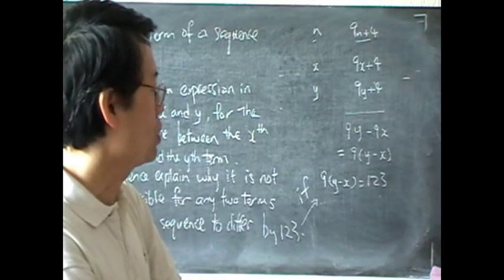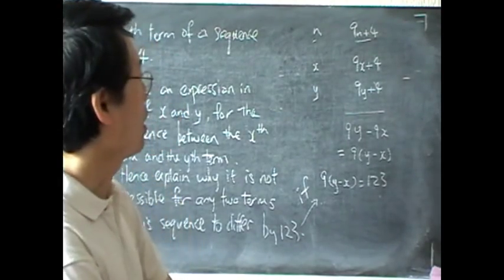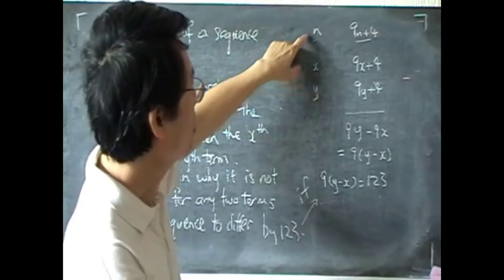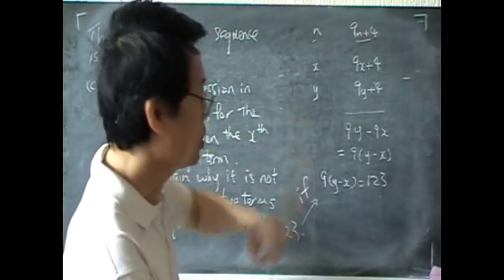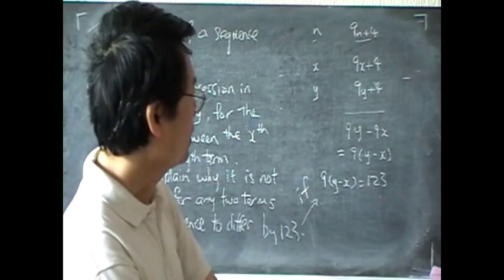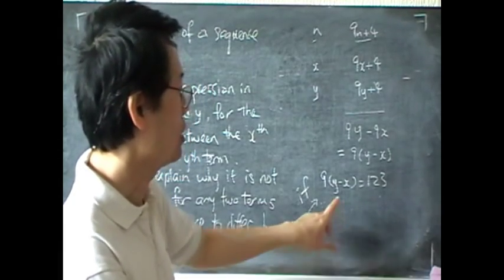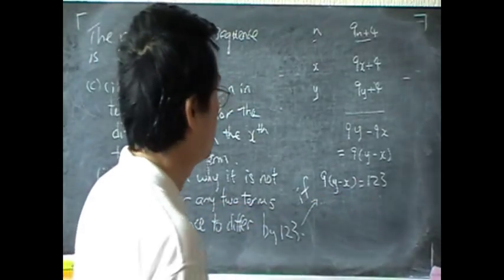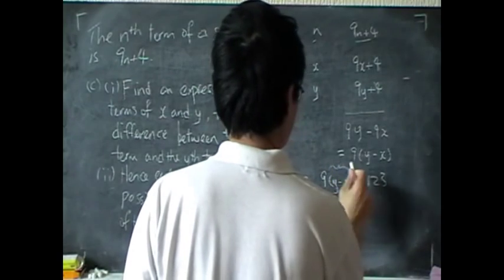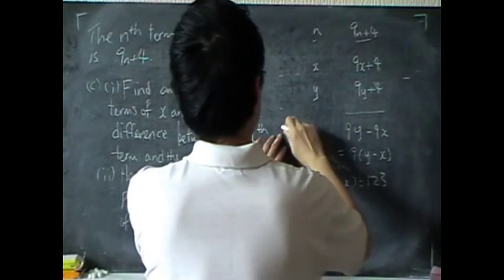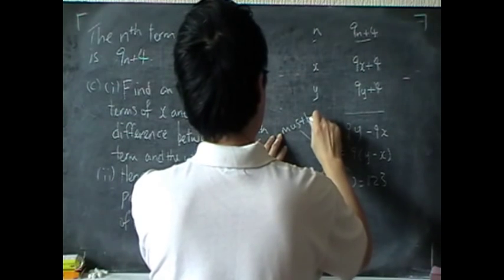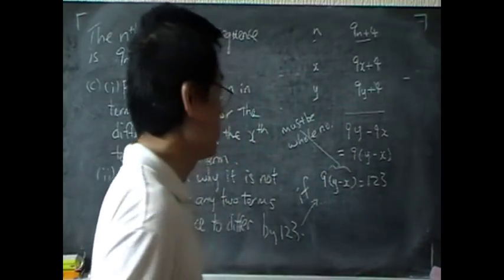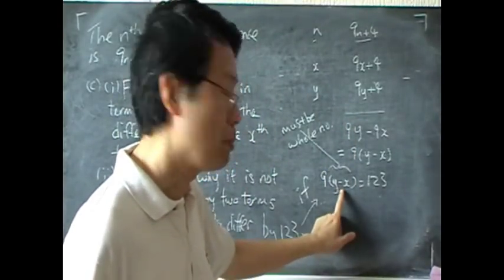But there is one thing that we could notice. I said just now that because this is a sequence, because n is a whole number, x and y are whole numbers. But that also means that y minus x must be a whole number. Let me emphasize that. This must be a whole number, because it is a whole number minus a whole number.